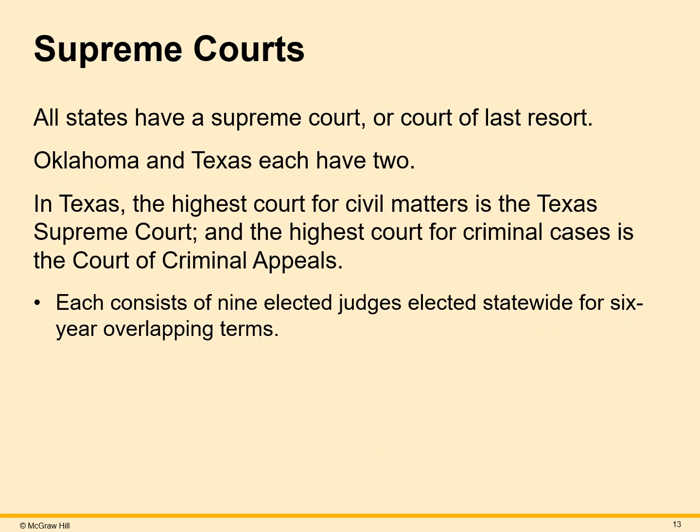The Supreme Courts. All states have a Supreme Court, or court of last resort. Oklahoma and Texas each have 2. In Texas, the highest court for civil matters is the Texas Supreme Court, and the highest court for criminal cases is the Court of Criminal Appeals. Each consists of 9 elected judges elected statewide for 6 overlapping years.